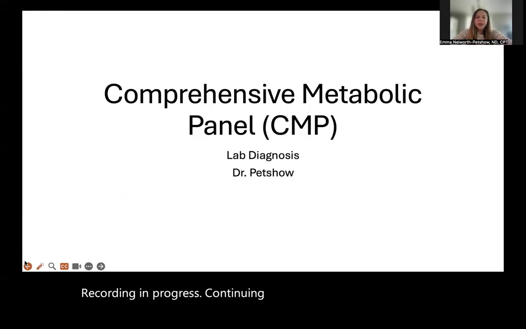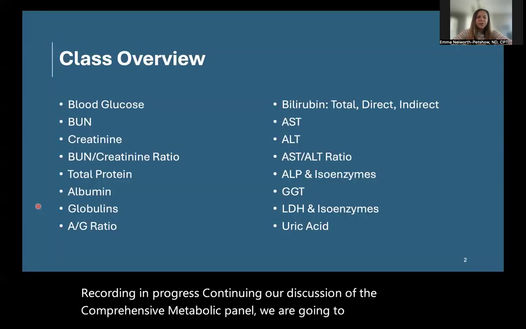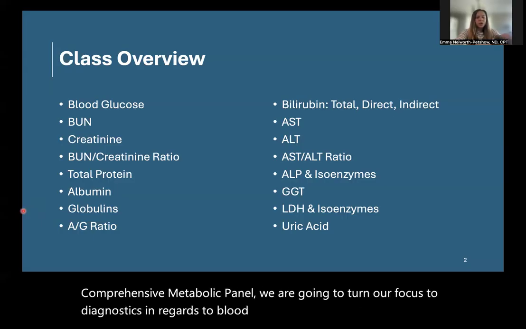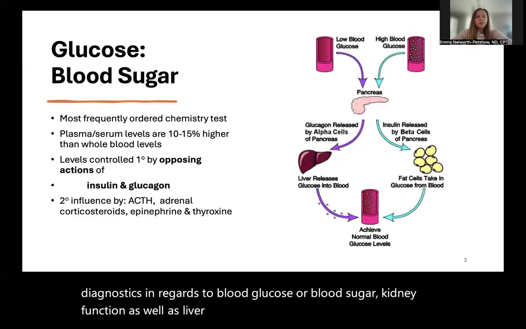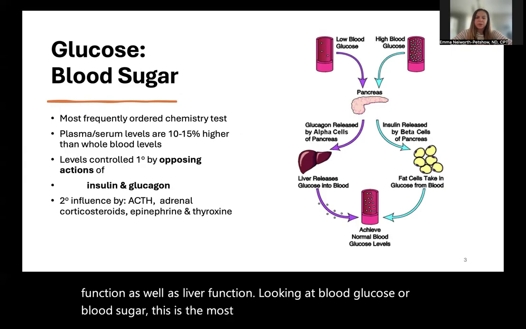Continuing our discussion of the comprehensive metabolic panel, we are going to turn our focus to diagnostics in regards to blood glucose or blood sugar, kidney function, as well as liver function. Looking at blood glucose or blood sugar, this is the most frequently ordered chemistry test.